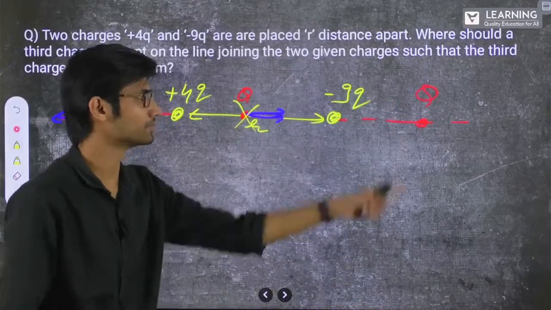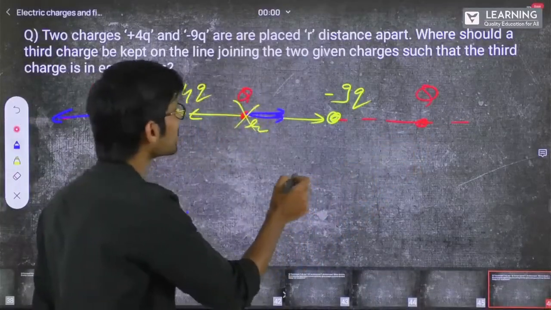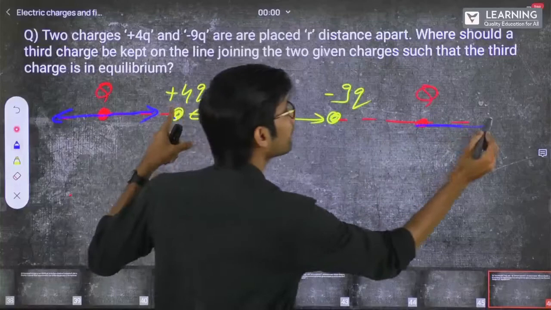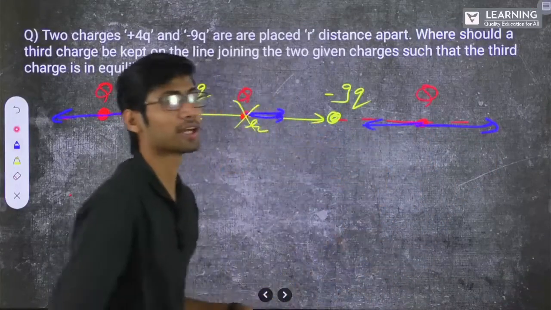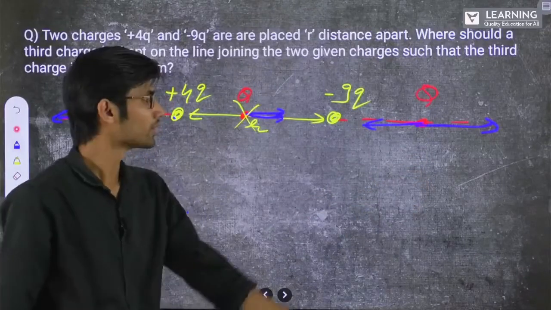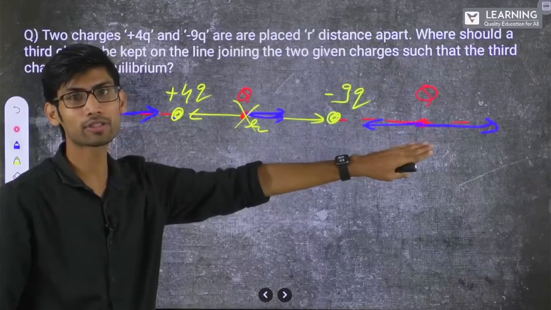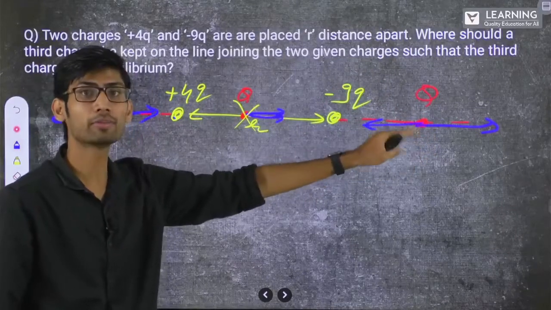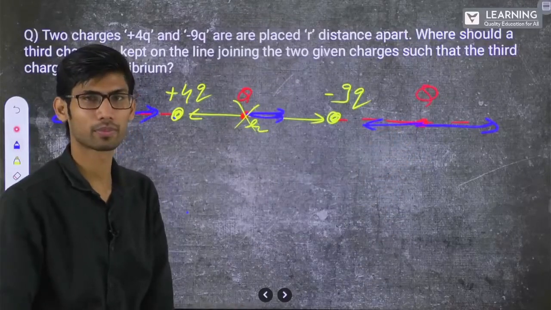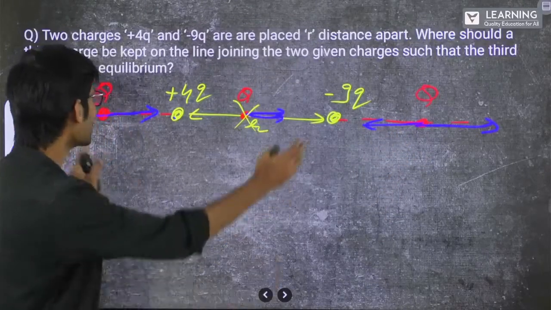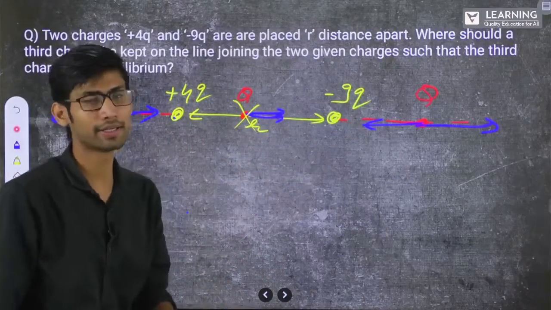Here if you see, the force on this charge due to this charge is away from the charge. And the force on this charge due to this charge will be towards the charge. Again, this side also it is possible. Correct? The possibility is there. We don't know whether 100% the net force will be zero here, whether it will be in equilibrium or not. But at least we can sense a possibility. Now, once there are two possibilities, let's go in detail, in depth.